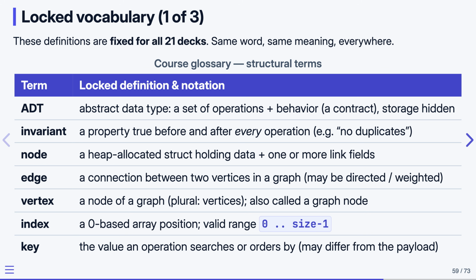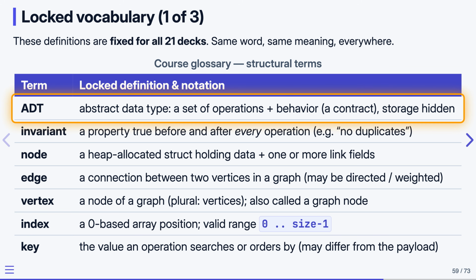Now we turn to the shared words of this course. The next two slides lock in a small dictionary. Same word, same meaning in every deck. These 7 words are fixed for all 21 decks. Let us read them once slowly.